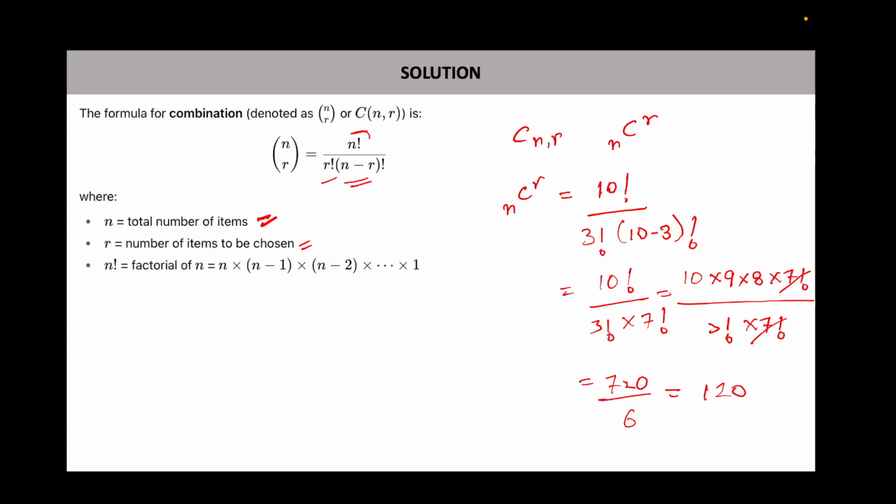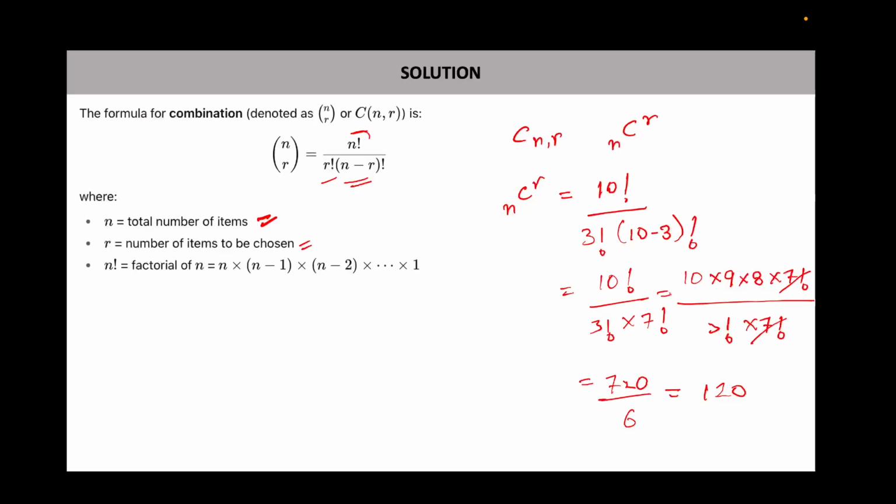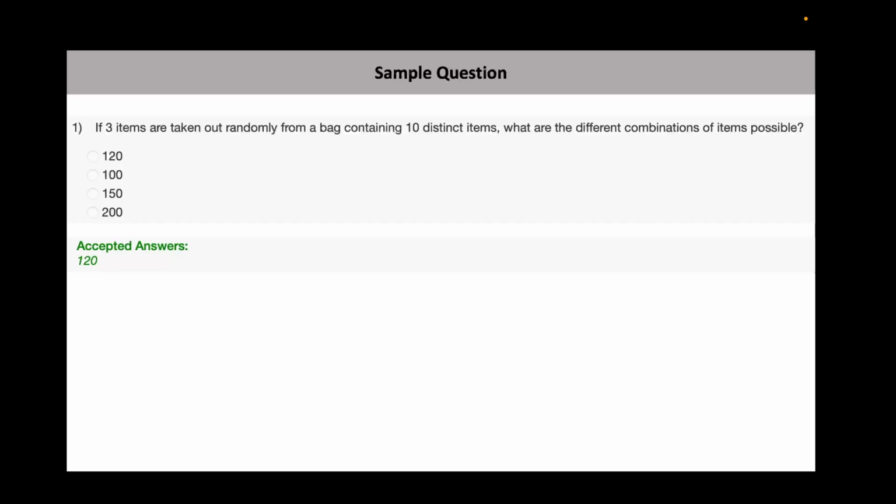Coming back to the question, if 3 items were taken out randomly from a bag containing 10 distinct items, there will be 120 different combinations possible for this kind of situation. This is the answer on your screen. You can see it for a minute to understand, and then we'll move ahead to the next question. The answer to this question is 120.